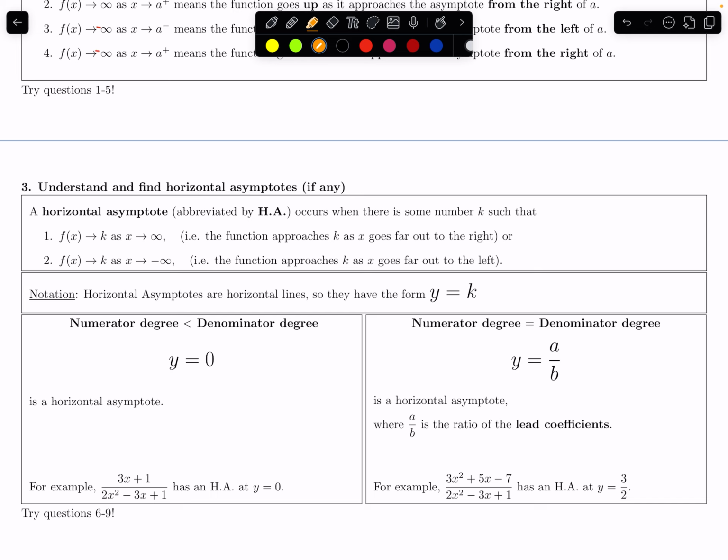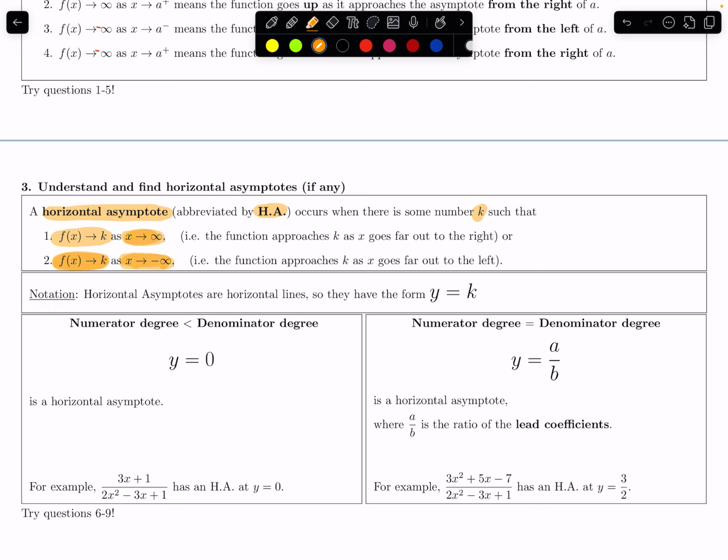Okay, so what is a horizontal asymptote? Well, first of all, notationally, we abbreviate it by HA sometimes. And this occurs when there's some number, k, such that f of x gets closer and closer to k as x goes out towards infinity. Or, similarly, f of x gets closer and closer to k as you go to negative infinity.